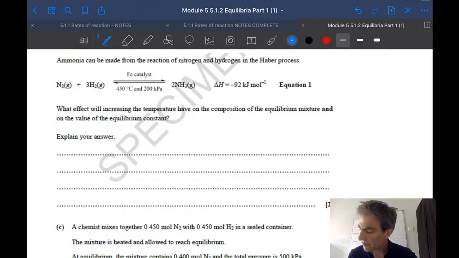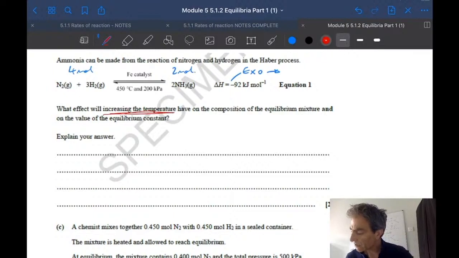So again, I'm going to do the same as before, just get into the habit. The negative sign means that the forward reaction is exothermic. We've got 4 moles of gas on the left and 2 moles of gas on the right. What effect will increasing the temperature, so Kc will change, have on the composition of the equilibrium mixture and the value of the equilibrium constant?